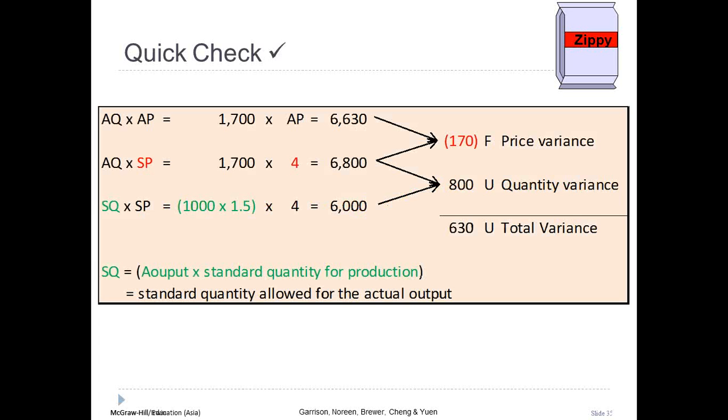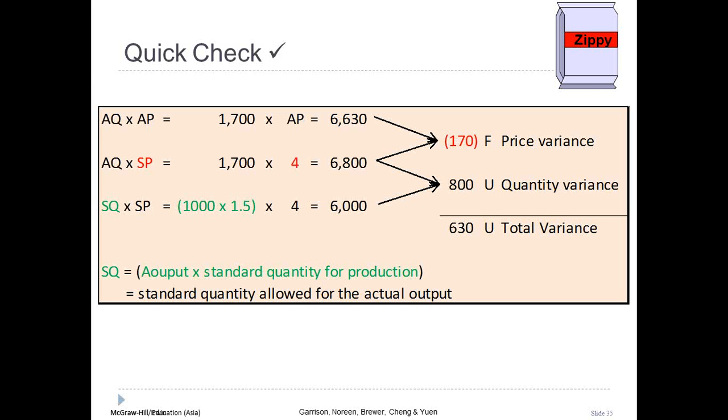To perform the variance calculations, plug the relevant figures from the question into the format, which will provide the needed information. So here you go. AQ equals 1,700 pounds. Actual spending on the materials is $6,630. SP, the standard price, is $4 per pound. Output is 1,000 zippies. Standard quantity for production is 1.5 pounds per zippy. SQ equals 1,000 times 1.5.